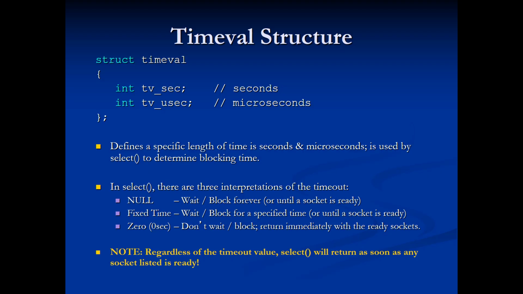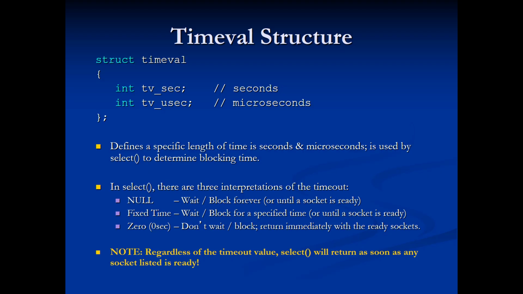The last parameter that you can use is a timeout structure. You can use struct timeval, and you can specify the seconds and microseconds. It defines a specific length of time in seconds and microseconds, and it's used by select to determine blocking time. Those two parameters are additive, so they just add together. The microseconds give you a little more granularity in how long you want to wait.